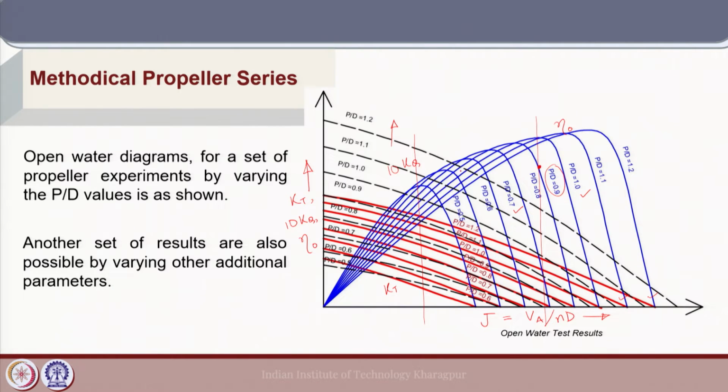The same here will be lower compared to a case where P by D is equal to 0.5 or 0.6. So, the efficiency range or the operation range increases as we increase the pitch. So, we can say that by varying the pitch ratio, a systematic series of open water diagrams can be constructed for a specific propeller geometry.